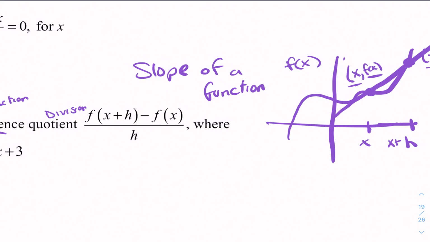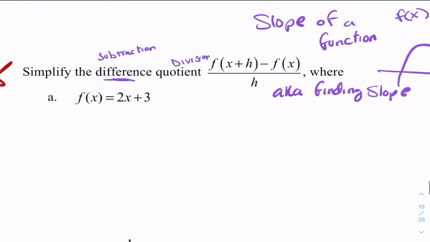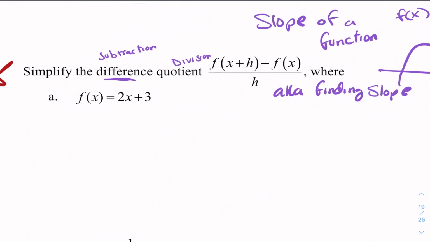So what we're going to do is find the average rate of change of a given function, aka finding slope. You should have seen this in Chapter 2 from pre-calculus, but we're just going to practice it like we haven't done it. And I do this in 4 steps.